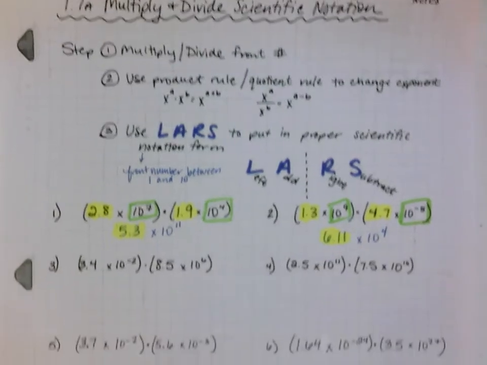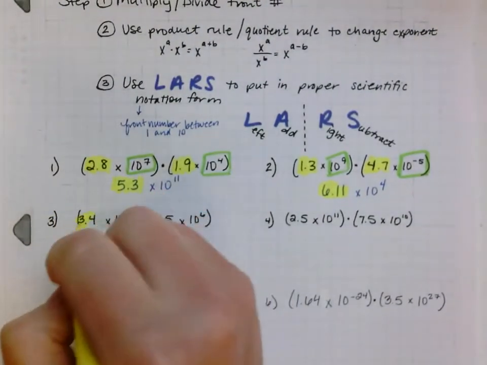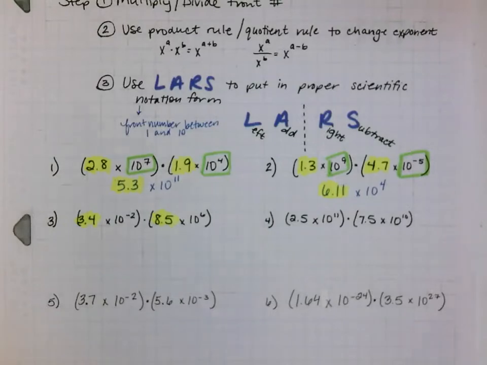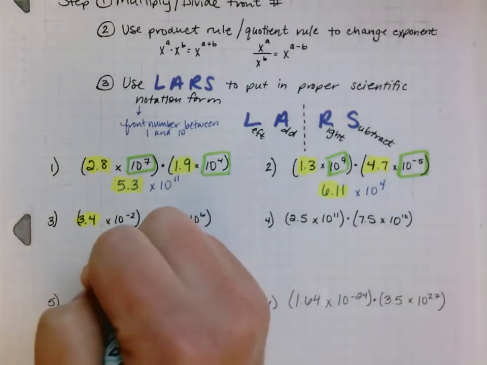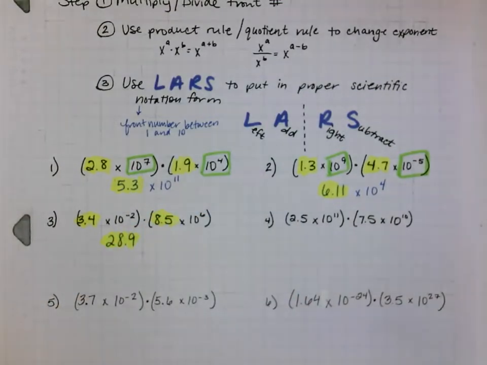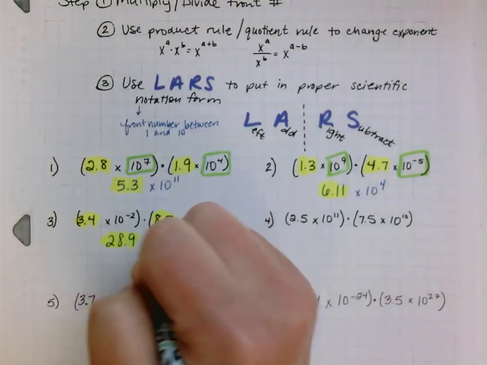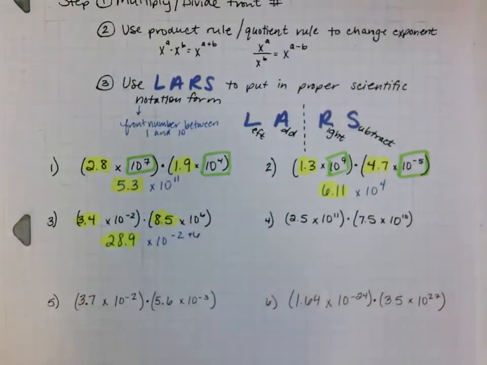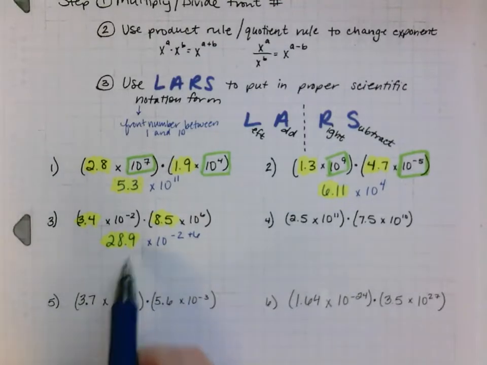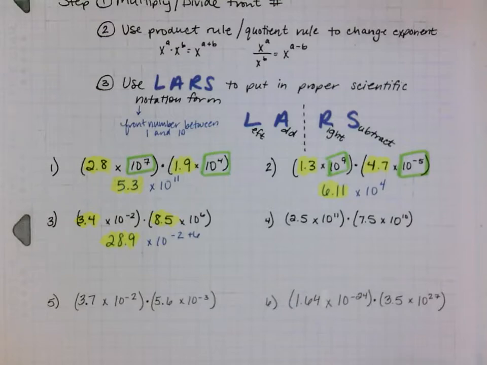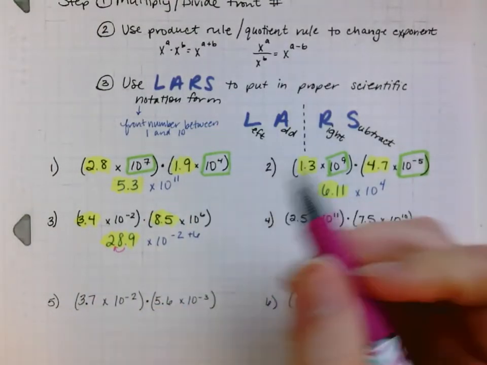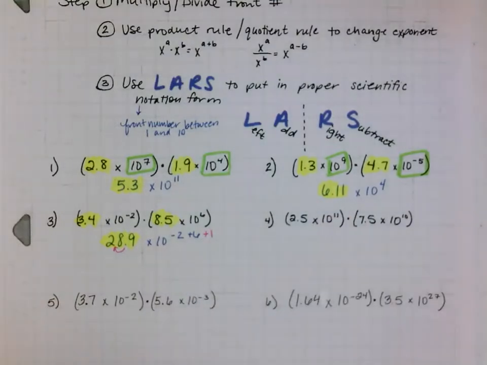In number 3, we're going to again work with our front numbers. So we've got 3.4 and 8.5. And those multiply together to give us 28.9. My powers will give me 10 to the, we have negative second, and we're going to add 6 to it. So right now you'll notice that 28.9 is too big. We need to move our decimal to the left once in order to get a number in between 1 and 10. So because I moved to the left once, I'm going to add 1 to my exponents.